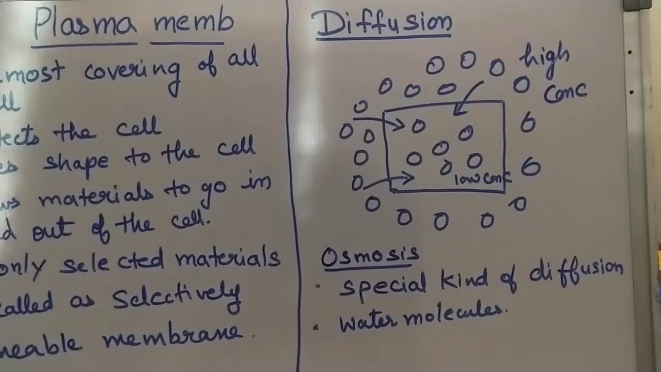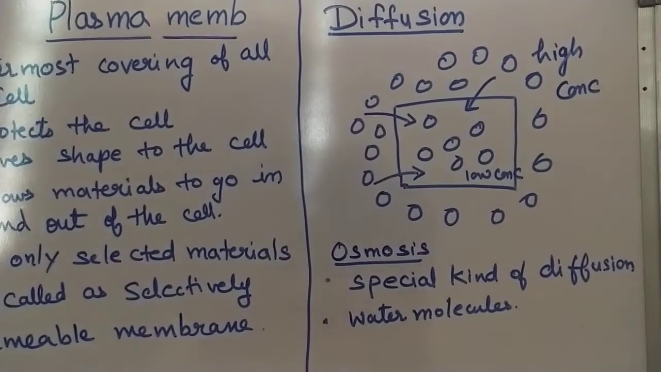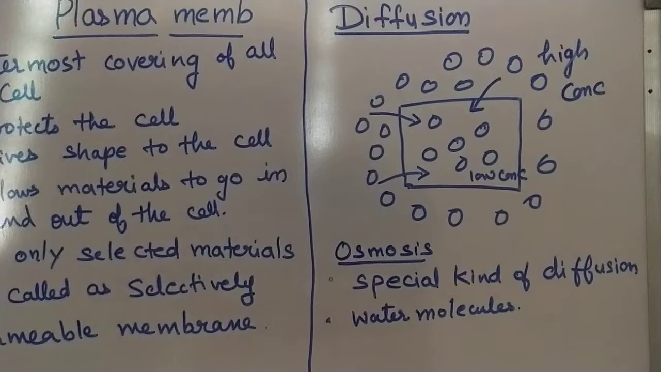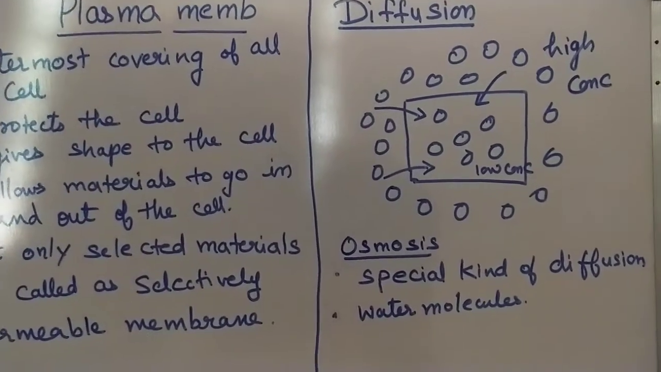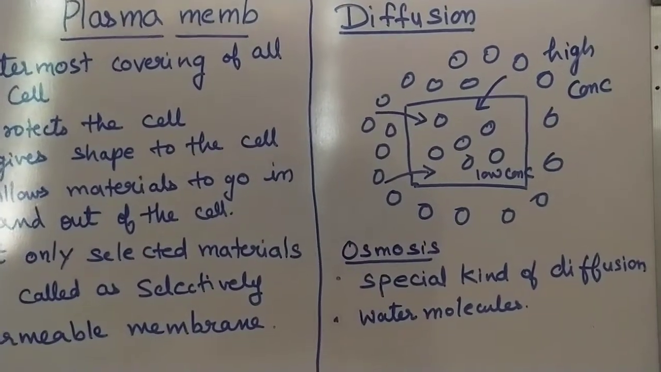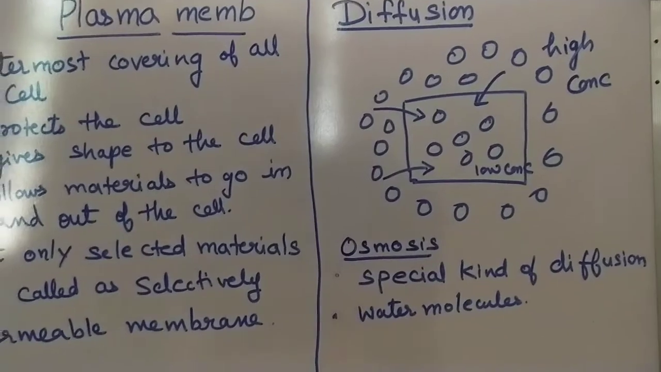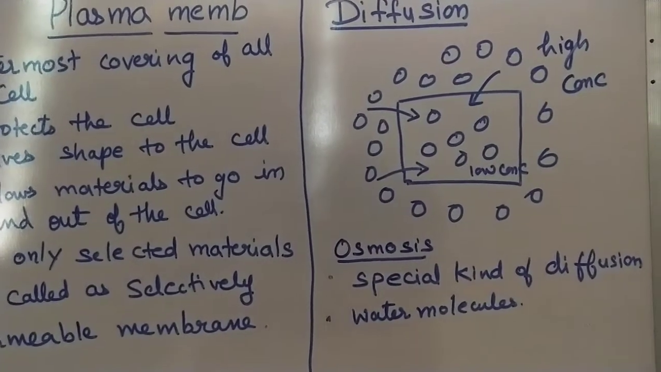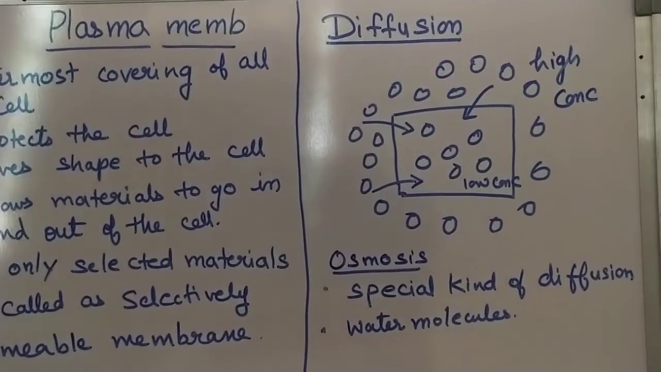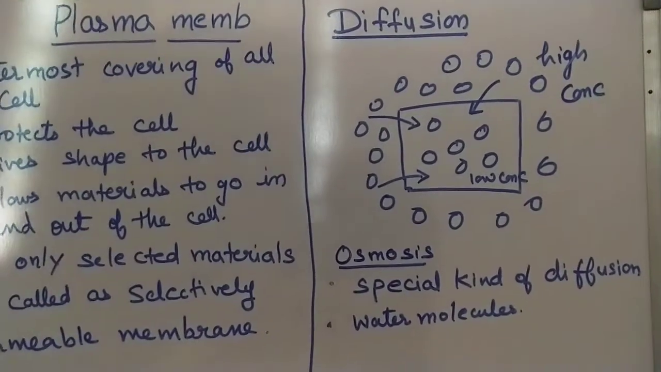In this diagram you see, inside the box the concentration of molecules is very less, outside it is very high. So the molecules are moving from high concentration to low concentration, and that movement is called diffusion.